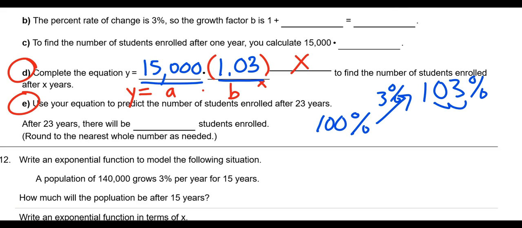Use your calculator right now and figure out after 23 years, how many students are there after 23 years? Use the calculator and figure it out.